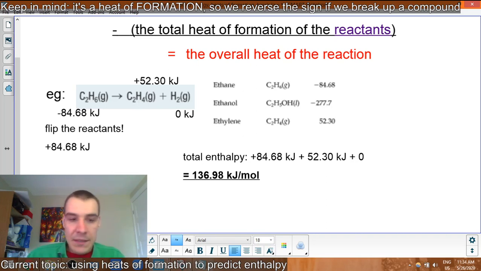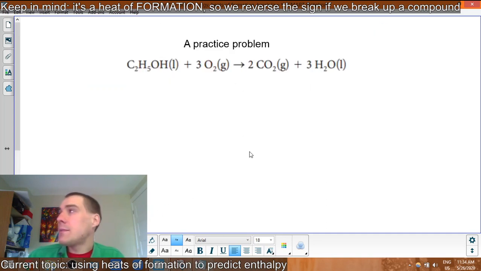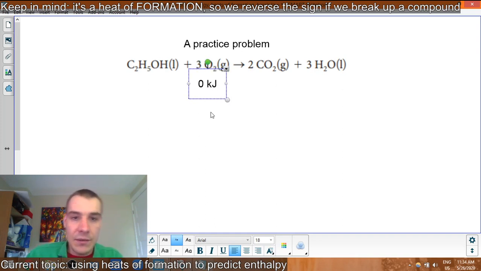We're going to do one more practice problem. Here is ethanol, oxygen, carbon dioxide, and water. We already know the heat of formation for one of these. Which one do we already know? Well, we already know oxygen, because it's a raw element in standard state, 0 kilojoules, right? By definition, any raw element is 0. But we have to find the rest of them.